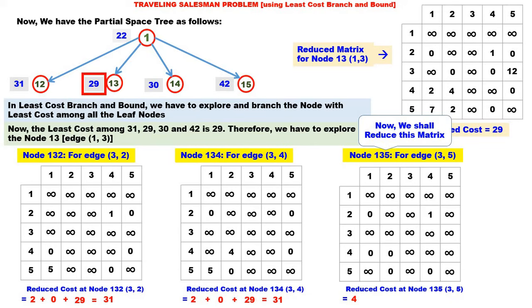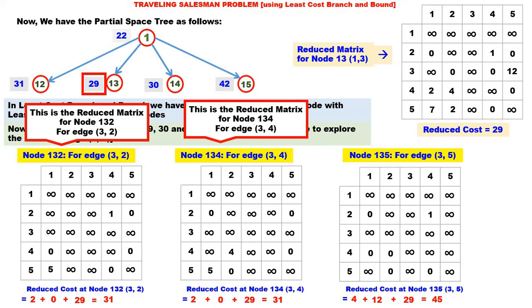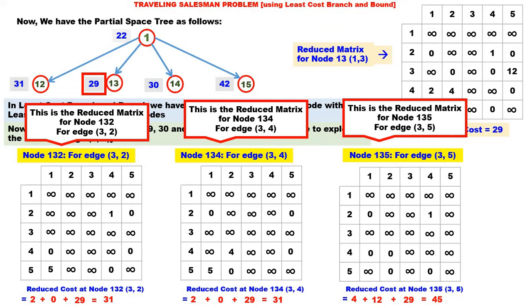Very good. Now, what is the cost of 3 comma 5 in the reduced matrix for node 1 3? 3 comma 5. It is 12. Yes, 12. Plus, what is the reduced cost for node 1 3? It is 29. So totally it will become 45. So we got three values. For 1 3 2 we got 31, 1 3 4 we got 31, 1 3 5 we got 45. We got three values. So remember all these three values and the reduced matrix. This is the reduced matrix for 1 3 2, reduced matrix for 1 3 4, reduced matrix for 1 3 5.